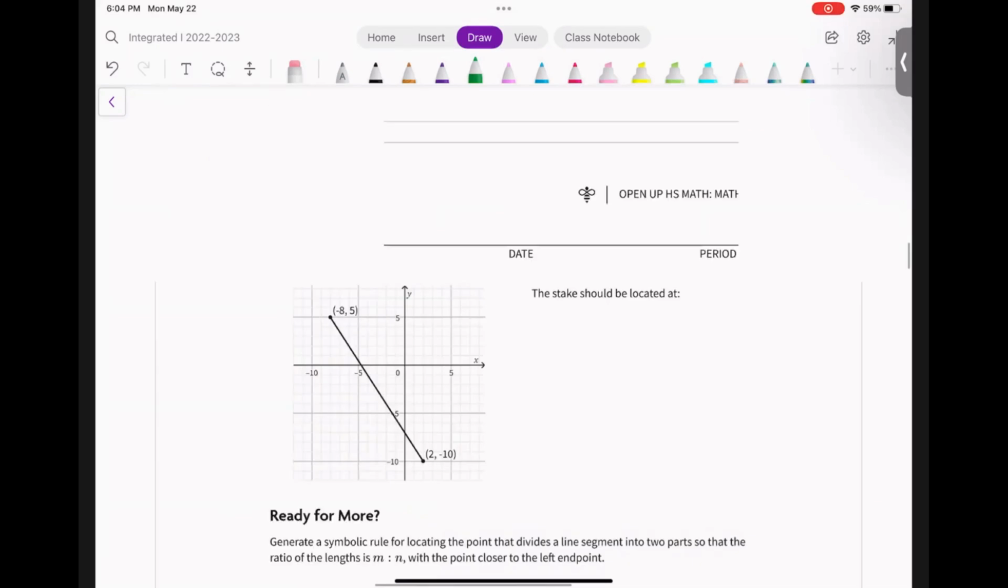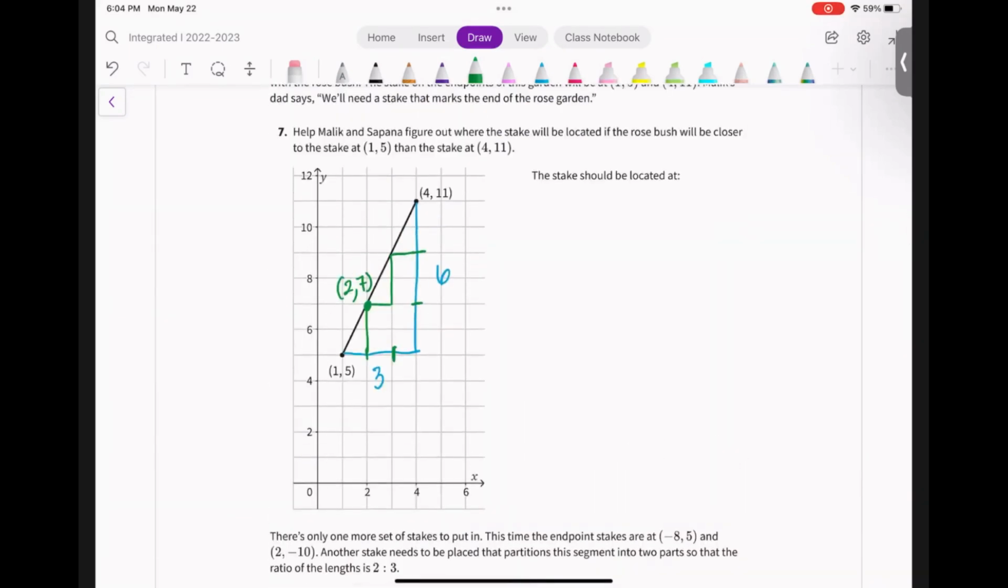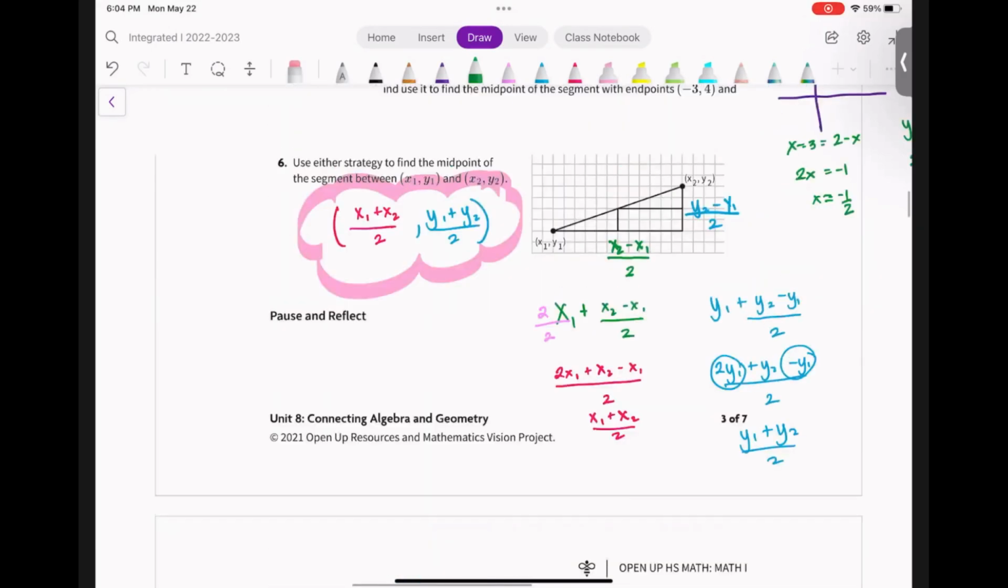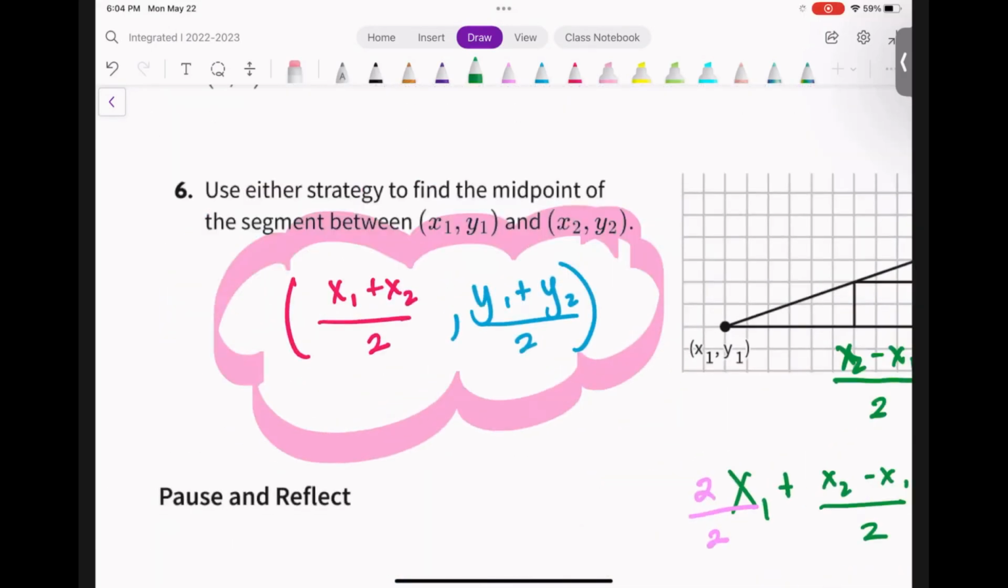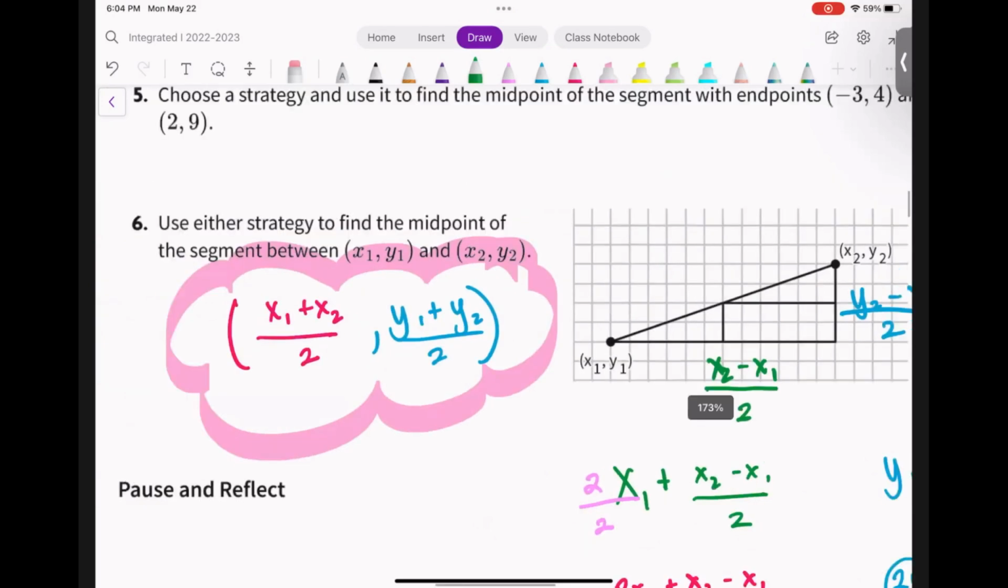When we work on this part here, you're just trying to divide it into parts. Now that you know the midpoint formula, you can use it and you don't need to necessarily use Sapana's or Malik's way. Okay.